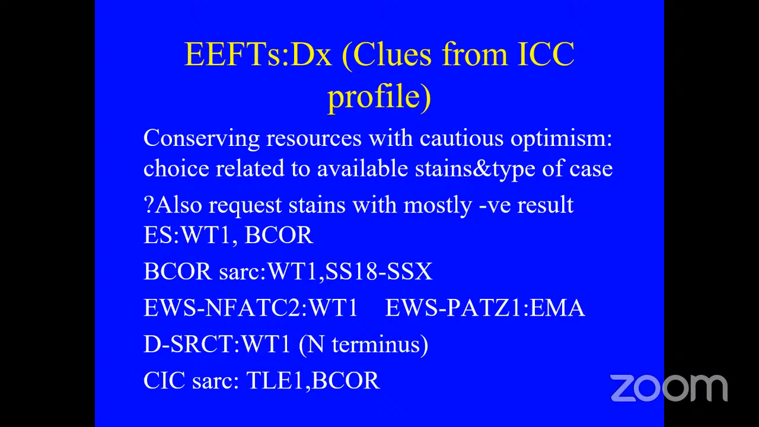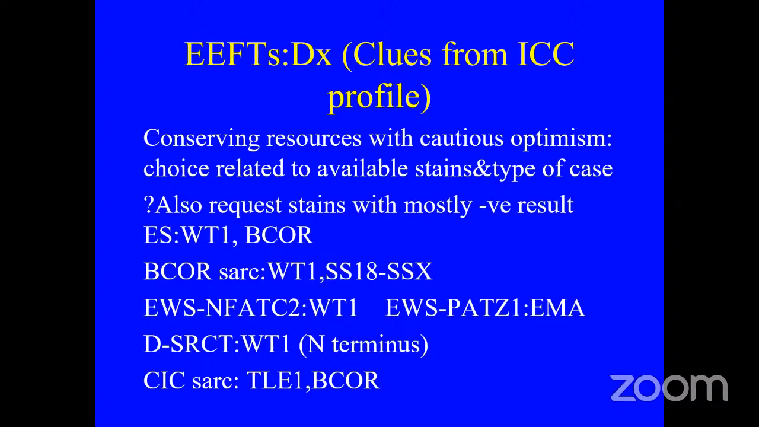So you may want to request negative stains also to strengthen your histologic working diagnosis, and the negative stains that you may want to use for different entities are listed on this slide. For Ewing sarcoma, WT1 and BCOR. For BCOR-rearranged sarcoma, WT1 and SS18-SSX fusion protein antibody. For EWSR1-NFATC2, the negative marker will be WT1. For EWSR1-PATZ1, the negative marker will be EMA. For desmoplastic small round cell tumor, the negative marker will be WT1 N-terminus. And for CIC sarcoma, the negative markers will be TLE1 and BCOR. So you may want to use both positive and negative markers in the IHC workup of these cases.